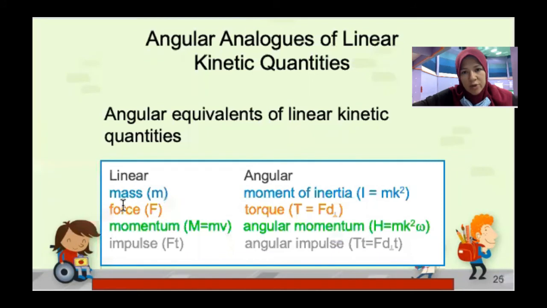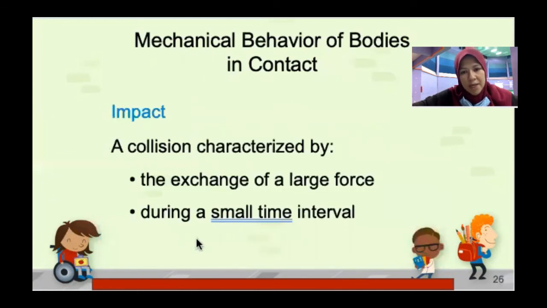Next, kita tengok angular analogues of linear kinetic quantities. Angular equivalent of linear kinetic quantities. Okay. Dalam linear ada mass, force, momentum, and also impulse. For angular akan ada moment of inertia, ada torque, penglibatan angular momentum dan juga angular impulse. Okay. Seterusnya, mechanical behavior of bodies in contact.